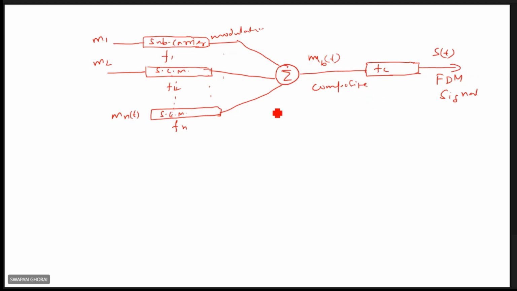In the receiver, the reverse process will be there. First, MB will be extracted. Next, MB will be passed through several bandpass filters to get the different signals, and again it will be demodulated to get the original M1 signal. So next time we'll see it. This is the transmitter part. Next time we'll see the receiver part.